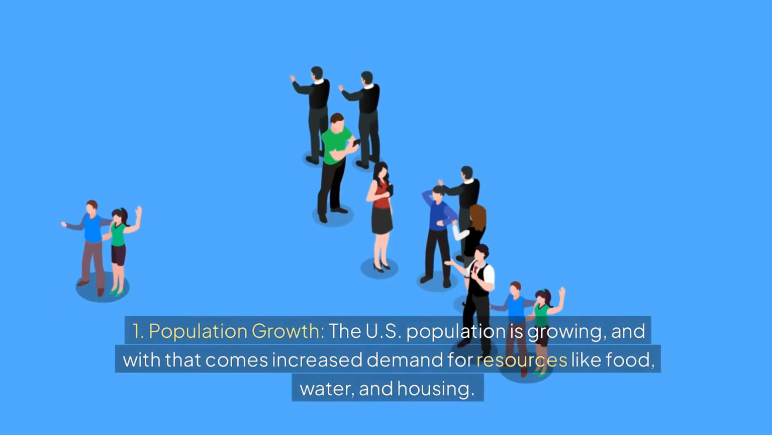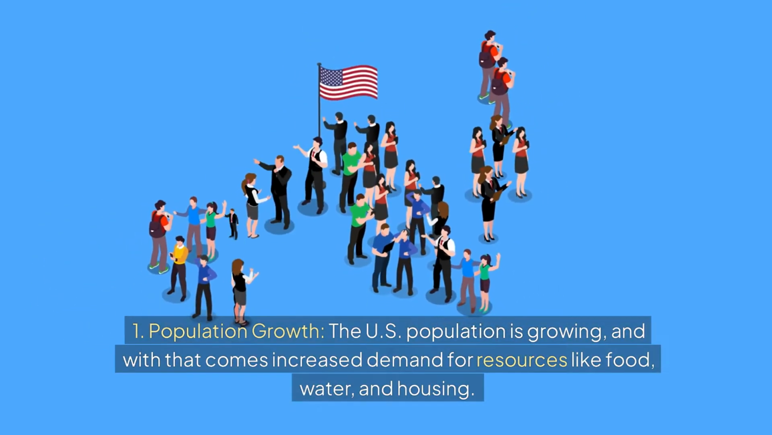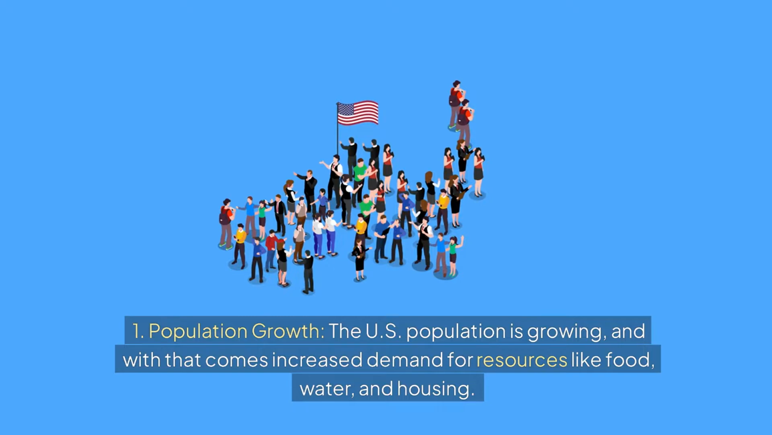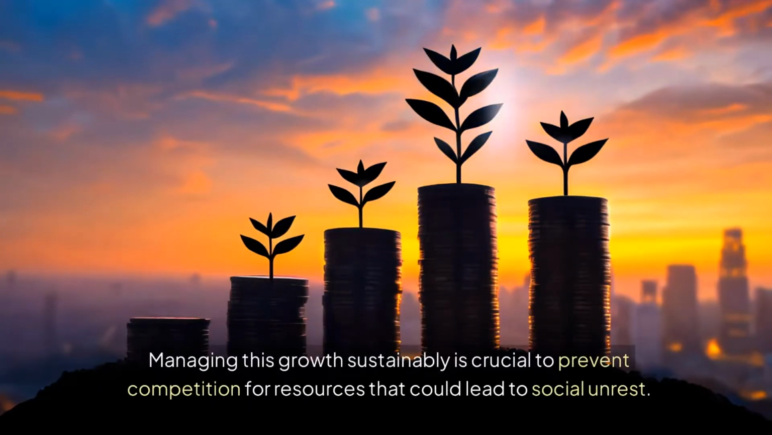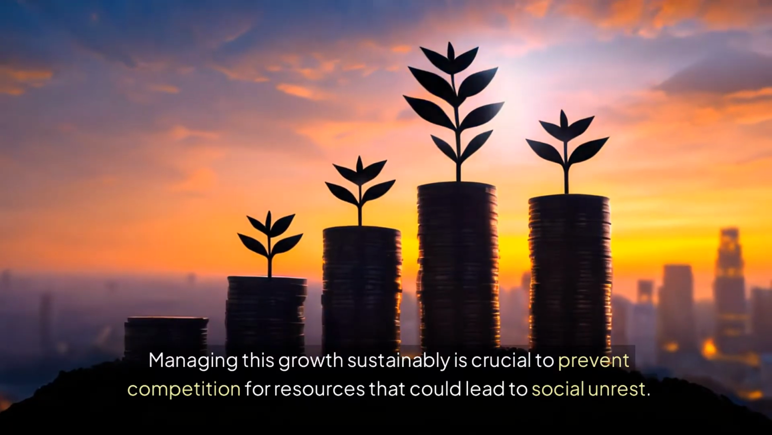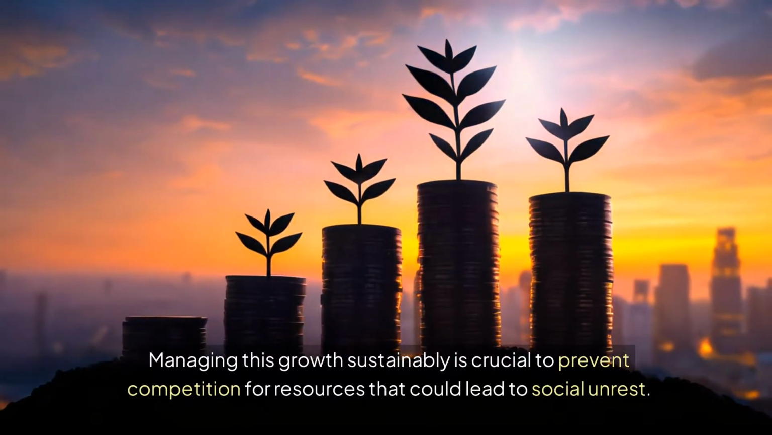1. Population growth. The U.S. population is growing, and with that comes increased demand for resources like food, water, and housing. Managing this growth sustainably is crucial to prevent competition for resources that could lead to social unrest.